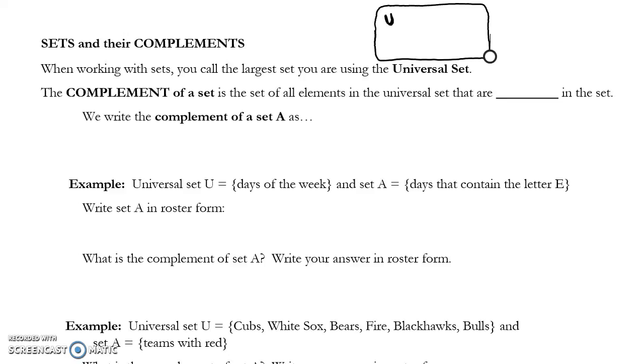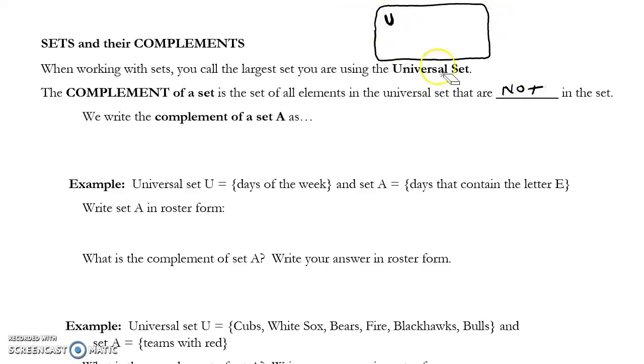So the first thing let's define is a universal set. When we are working with sets, you call the largest set, so the biggest possible set, the universal set. And then subsets of the universal set are what we typically work with. So when we're talking about the complement of a set, it's going to include the elements that are in the universal set but are not in the original set.